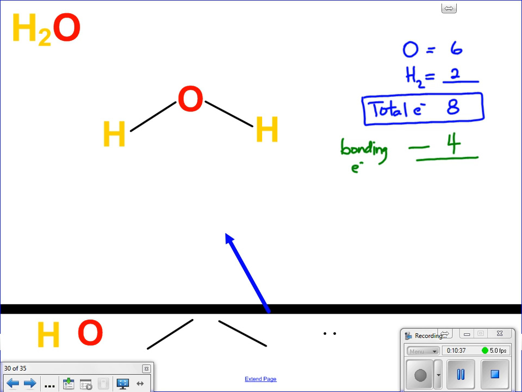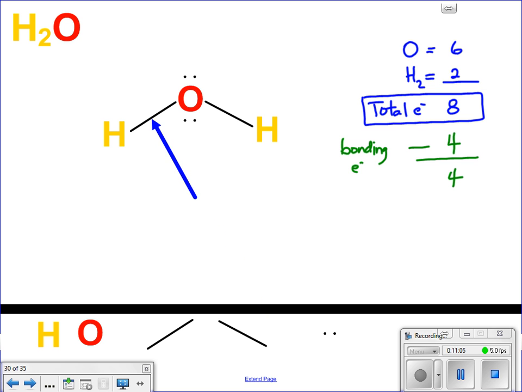Bonding electrons, which always travel in pairs, and we're going to wind up with 4 left. So what I need to do is put in a total of 4, and they come in pairs because that's the way electrons tend to be, and we'll talk about that in another tutorial later. But for right now, I have put 4 more electrons on there, and let's go ahead and count.